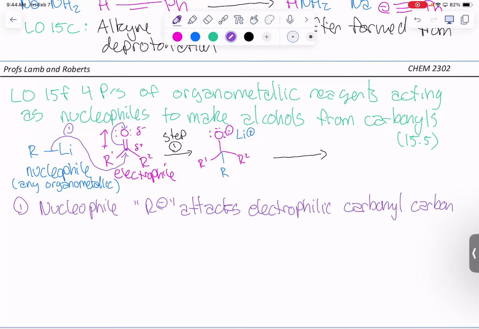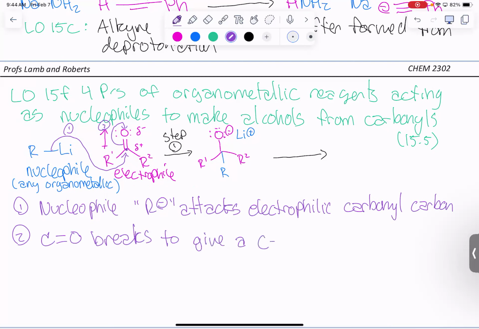All right. Then our second arrow, number 2, is going to be our CO double bond breaks to give a CO single bond and electrons back to oxygen, making it negatively charged. All right, so this is step one in the reaction.